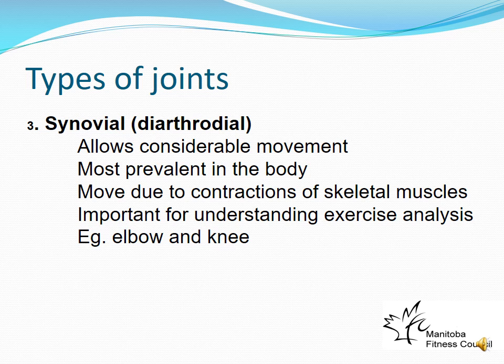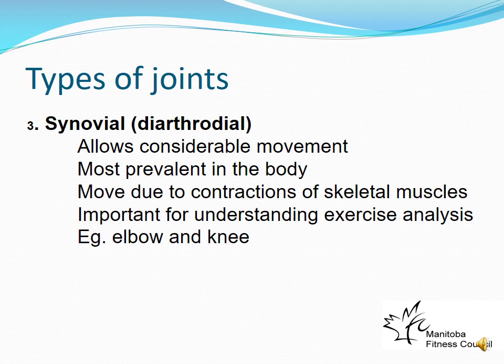So the third type of joints, these are the joints that you are probably picturing in your mind when you think of joints. These are synovial joints. Synovial joints are going to allow considerable movement. The only thing that really limits the movement of the synovial joint is the shape of the joint and then the connective tissue around it. They're the most common joints in the body. They move because of the contractions of the skeletal muscles, and it's these ones that we study for understanding of exercise analysis. These are the joints that we're going to be picturing when we're talking about movement.